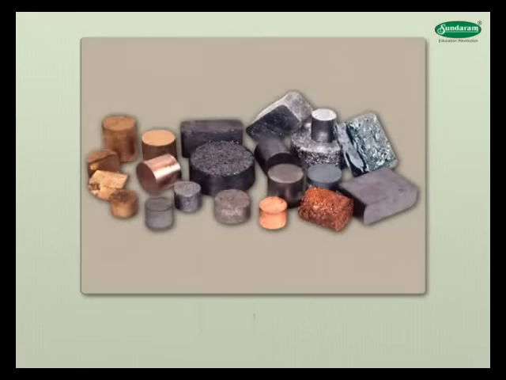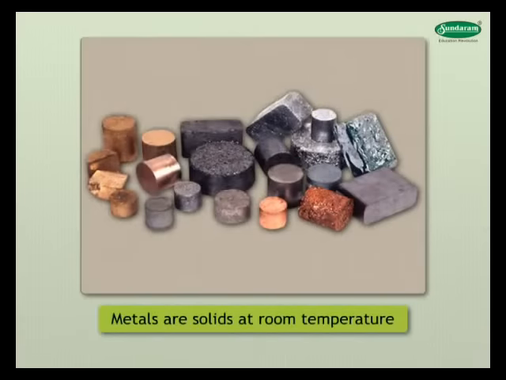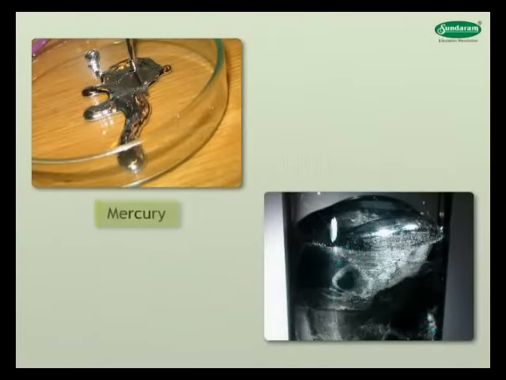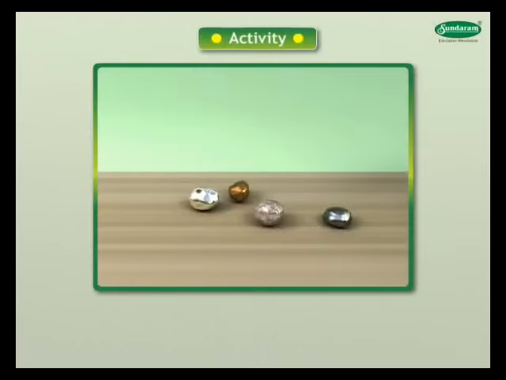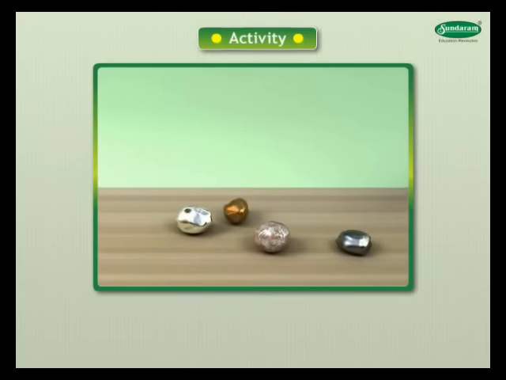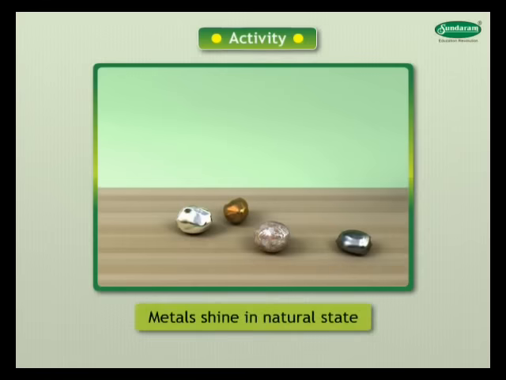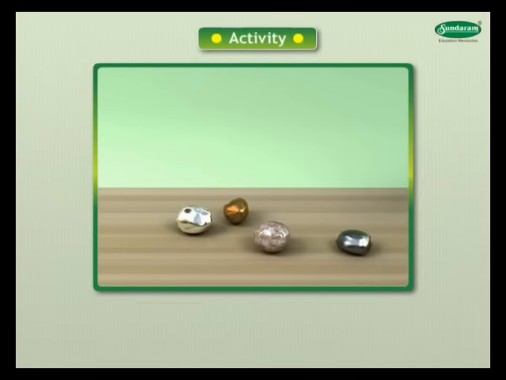Physical state. Metals are solids at room temperature, with the exception of mercury and gallium, which are in liquid form at room temperature. Let us perform an activity. Take samples of metals like iron, copper, aluminium, and magnesium. Note the appearance of each sample. We find that all metals shine in natural state.